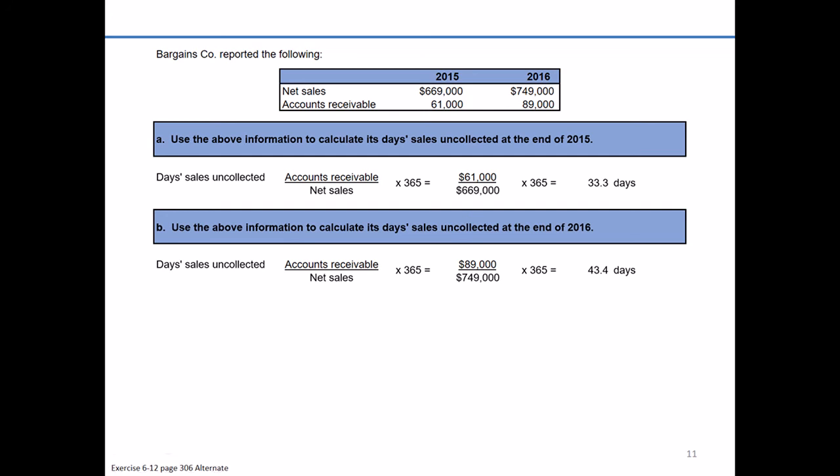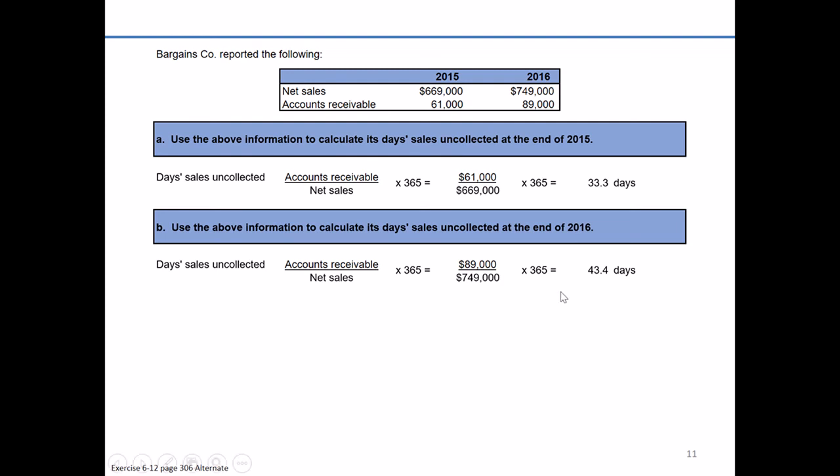On the other hand, beyond an industry comparison, we should compare this to Bargains Company's own credit terms. For example, if Bargains Company typically offers its customers 45 days from the point of sale, its credit terms are net 45, then again, even though there's an increase, we're still within those credit terms. So again, maybe it's not necessarily a bad thing.